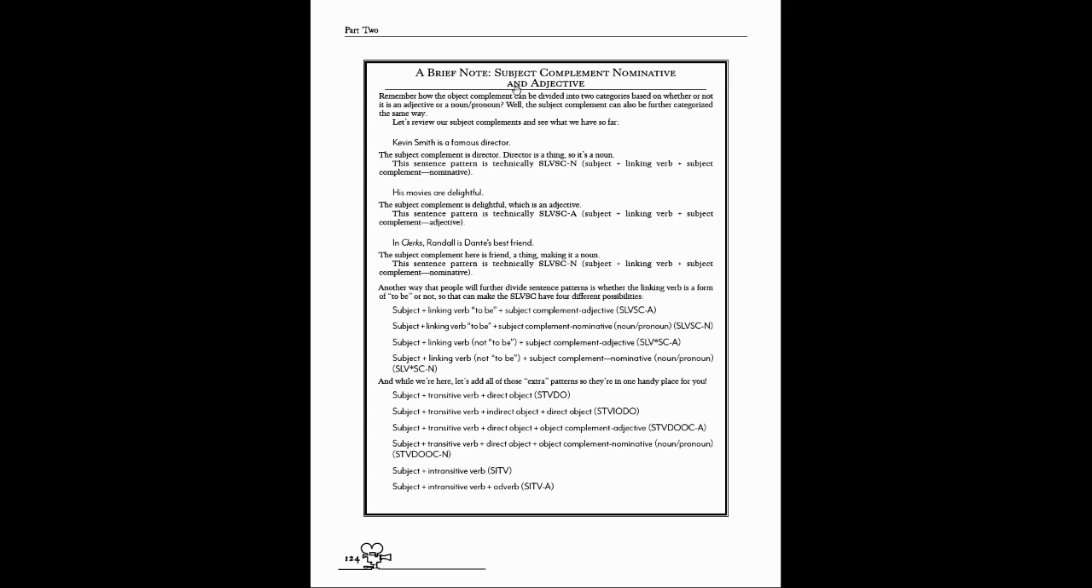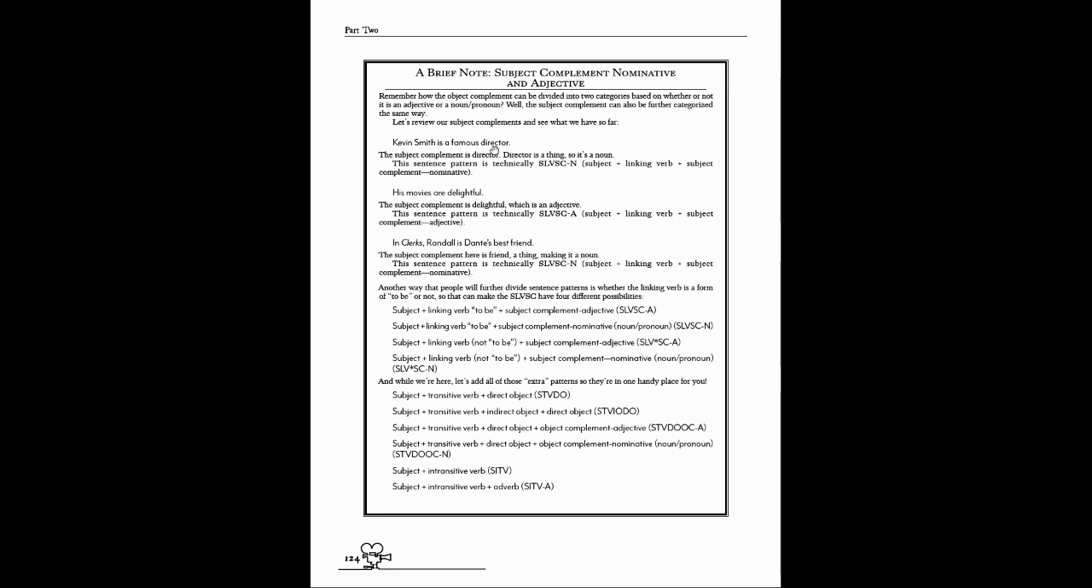And the first part deals with how to break down into subcategories the SLVSC. Remember, I said there were 10 different patterns. We only really lumped them into 5. These are the other distinctions. So if you wanted to divide the SLVSC up, you would divide it into whether it is a noun or an adjective acting as the subject complement. And again, it's going to be the nominative being a noun or the adjective being an adjective.